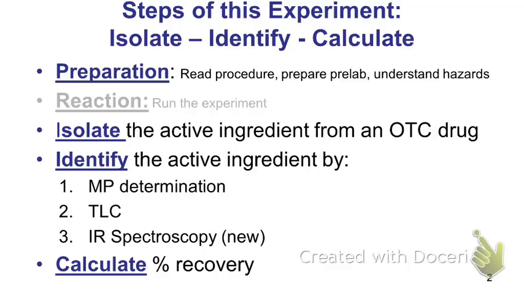So, the general steps of any experiment, and this one's slightly modified. You should prepare for class, you should prepare for lab. You'd get into class, run the experiment, run the reaction. You'd isolate whatever products you were trying to get out of it. You'd identify whatever it was, and then you could calculate a percent recovery.